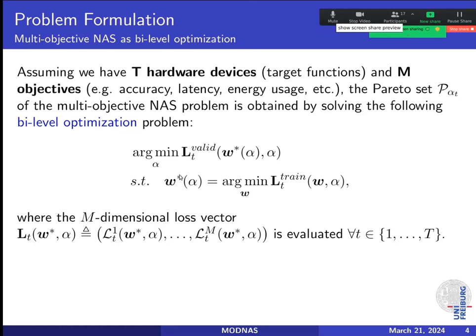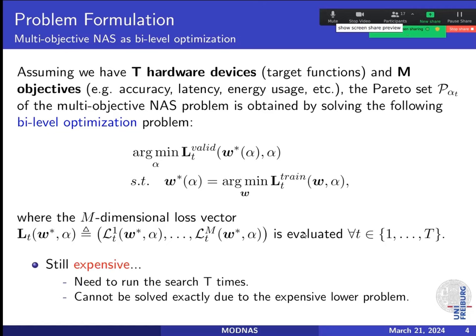So we want to minimize with respect to alpha the loss vector on some validation set, where we have this W star, which is a proxy or best response function on the training set, for instance. So basically it's a proxy for the performance. And this is still a loss vector, so we have all our objectives in this loss vector. Compared to the conventional bi-level problem in DARTS, for instance, this is quite a bit more expensive, because if you have expensive objectives, then you dramatically increase your search cost here.